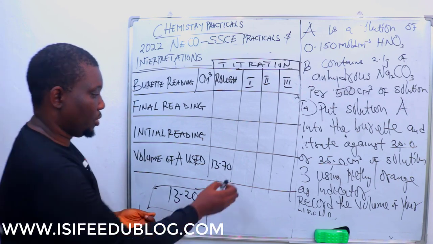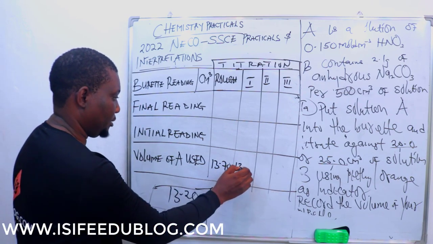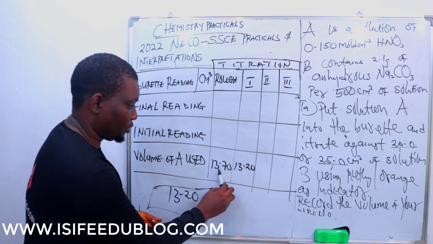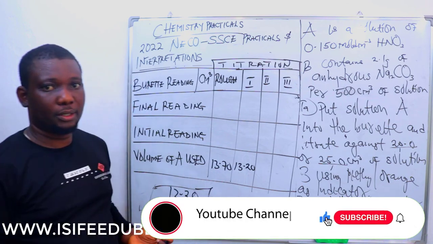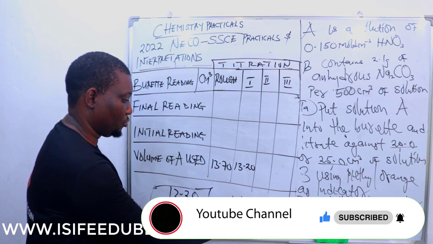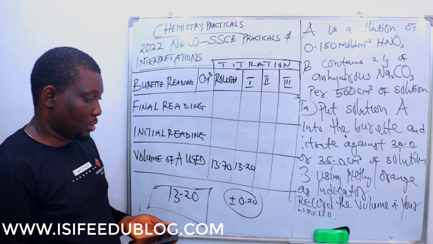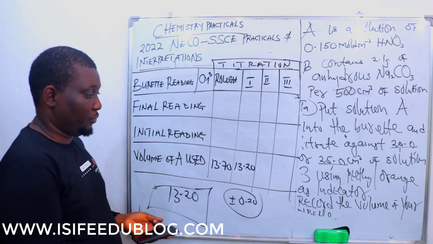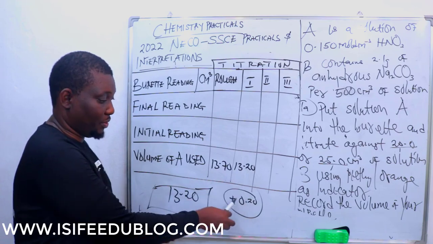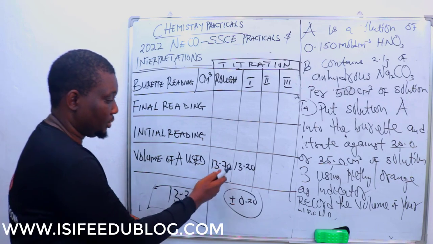So what I will do now is use 1 to 3 as my titre value. So this is what it is, 13.20. I want to make sure I know that these two values are not concordant. When we're talking about concordance, we're looking at plus or minus 0.20 minimum. Anything above this is wrong. That's why I say plus or minus. If you use 13.70 minus 13.20, the difference will be more than 0.2. That's why these two are not correct.